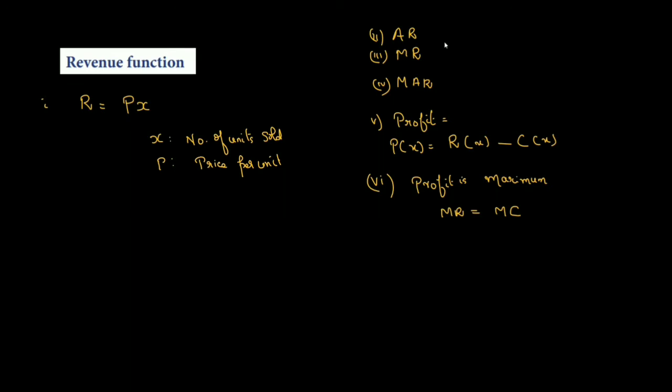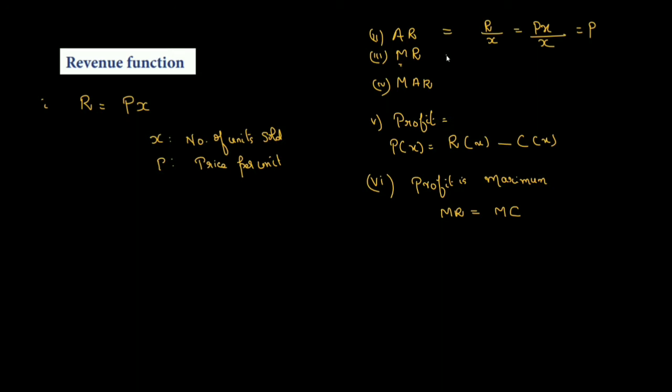Now we have to find the average revenue. Whenever the word average comes, divide by X. So average revenue is revenue by X. That means PX by X. That is the average revenue.